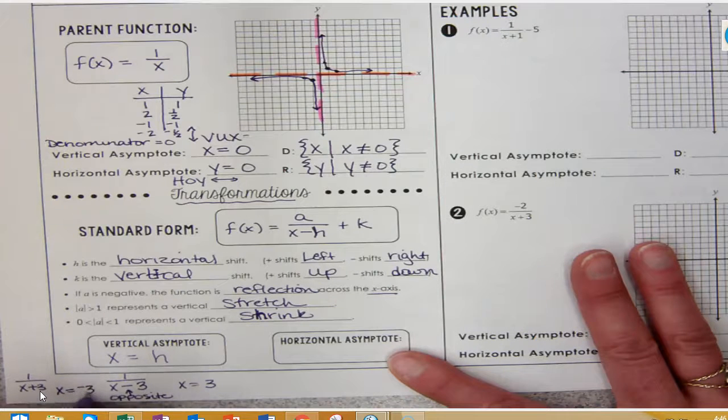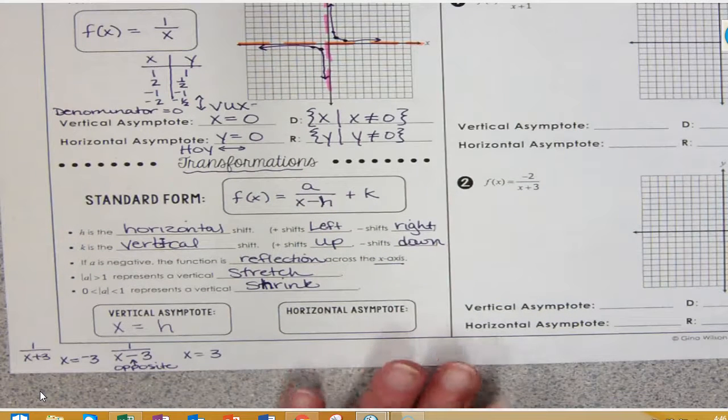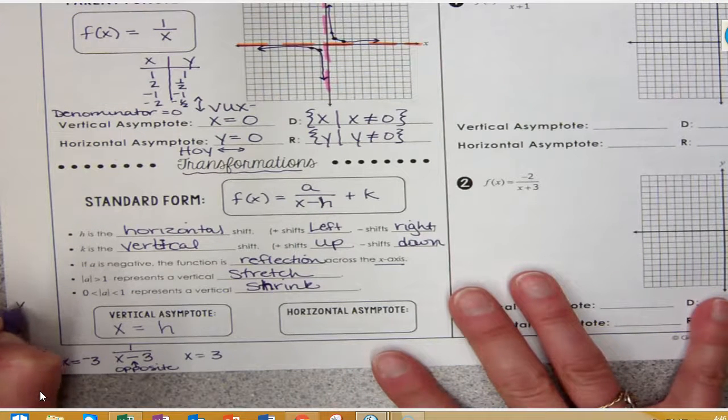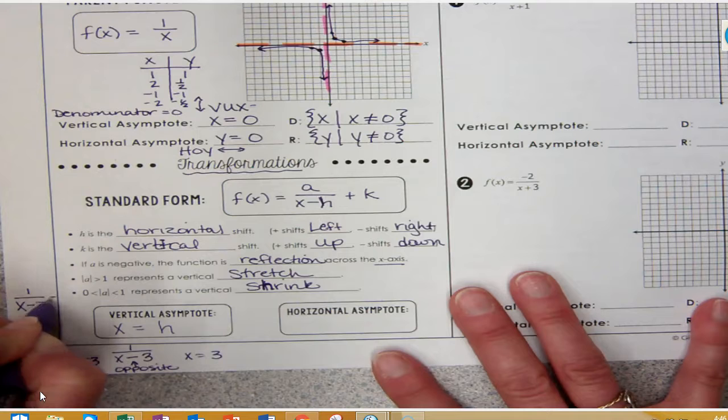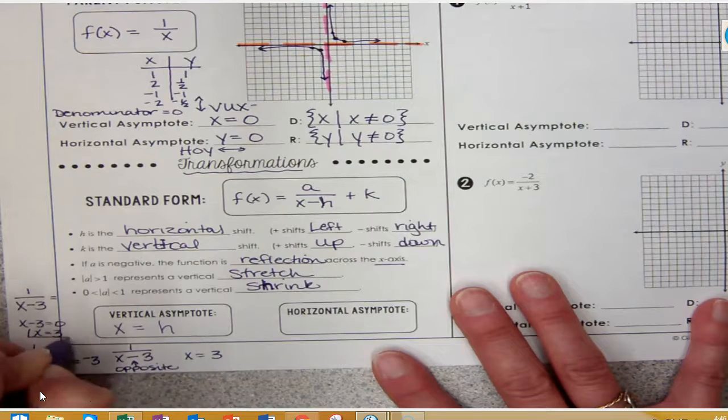One thing that we talked about is basically setting the denominator equal to 0. If that is confusing to you, just say x minus 3. If you were to set that equal to 0, x minus 3 equals 0, x is going to equal positive 3.